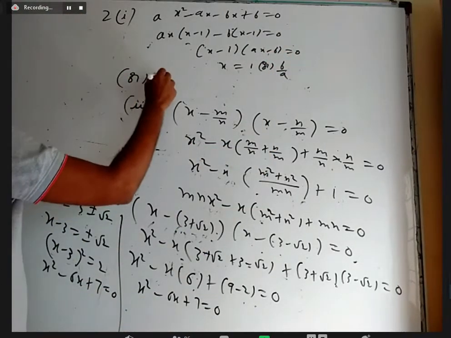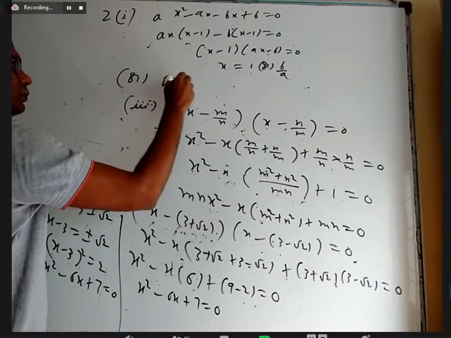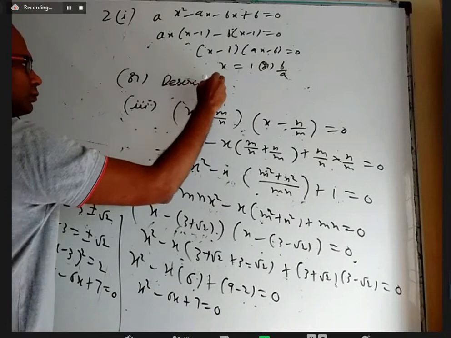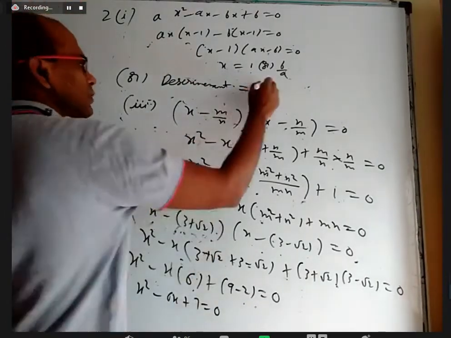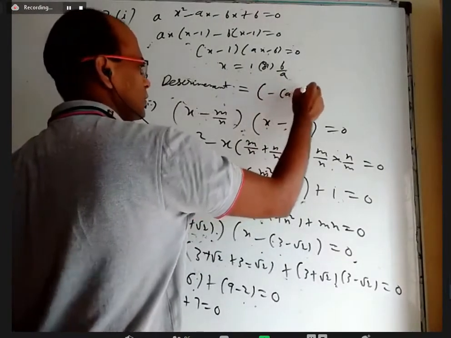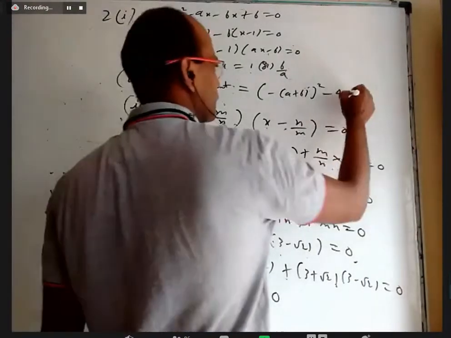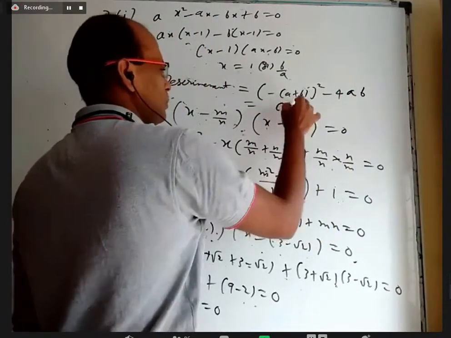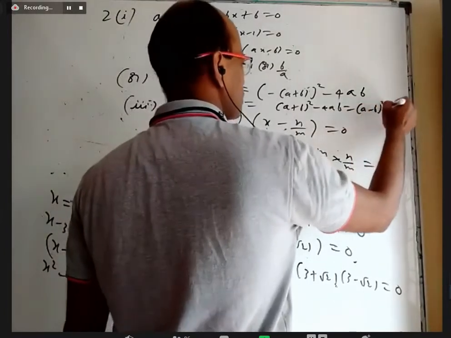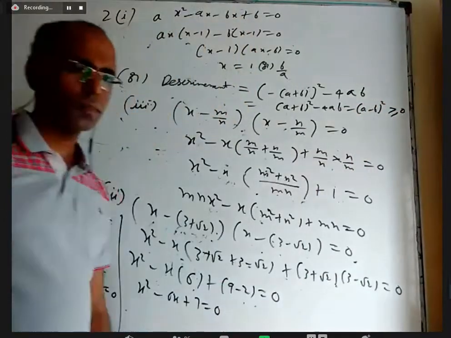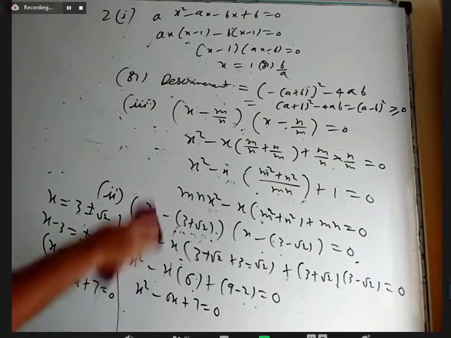Otherwise, you can take b square minus 4ac, that is the discriminant. What is b? The x coefficient here, minus of (a plus b). So (a plus b) whole square minus 4ab is (a minus b) whole square, and that is greater than or equal to 0. Because the discriminant is greater than or equal to 0, the roots are real. Either way, okay.